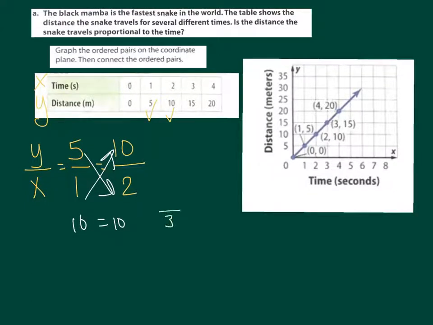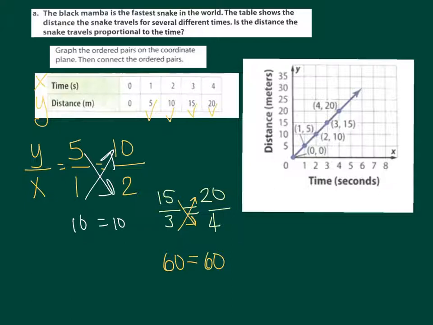So we have 15 meters compared to 3 seconds and 20 meters in 4 seconds. If I cross product check this, 15 times 4 gives me 60, and 3 times 20 gives me 60. So it seems as though I have 4 ratios in my table that are all equivalent.